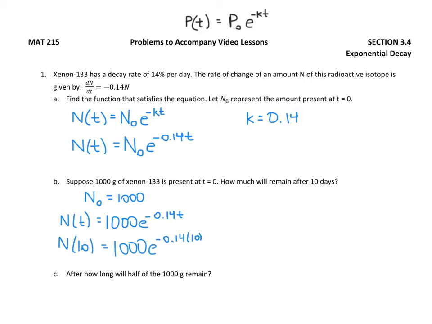So we're going to have 1,000 times e to the negative 0.14 times 10. And when we evaluate that in the calculator and then approximate it, and here I'm going to approximate it to the nearest gram, we're going to have 247 grams. And that's how much will remain after 10 days.